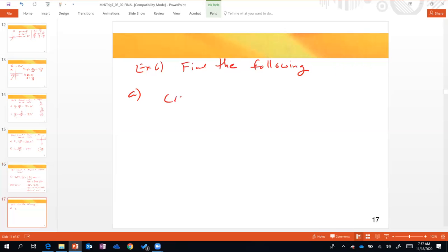All right, I'll start off easy here. So cosine of 2 pi over 3. Without a calculator. There we go.